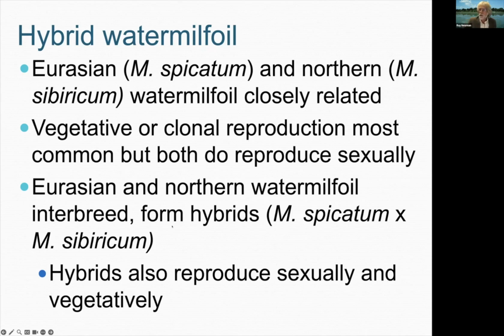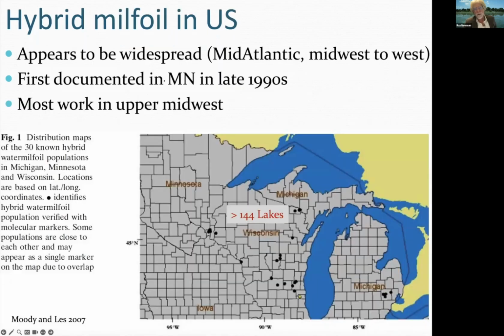Now, these hybrids also reproduce vegetatively, but they can reproduce sexually, and that's important; the hybrids do seem to reproduce sexually a fair bit. Hybrid water milfoil was first documented in Minnesota in the late 1990s, in one of the areas that Michael Moody first identified. This hybrid water milfoil appears to be now fairly widespread across the northern states, from the mid-Atlantic to the Midwest and all the way into the western states. Most of the research on hybrid water milfoil has been in Michigan, then expanding to Wisconsin, and for the past 5 or 8 years in Minnesota now.